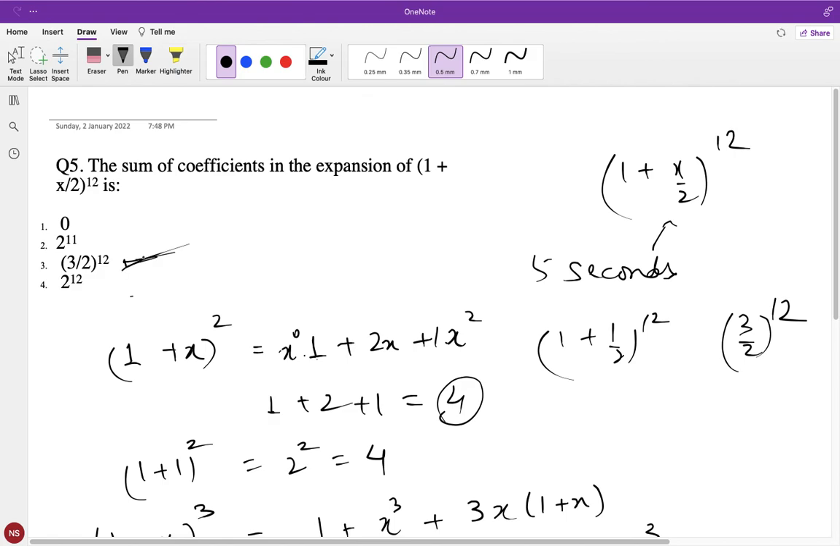So we are done with the problems on permutations and combinations and binomial theorem.